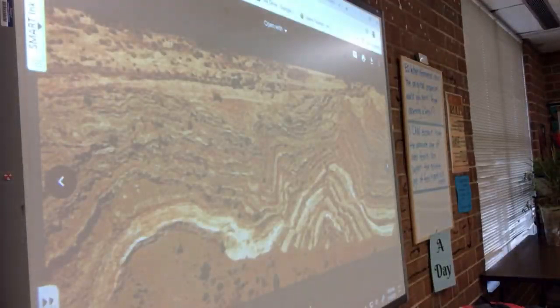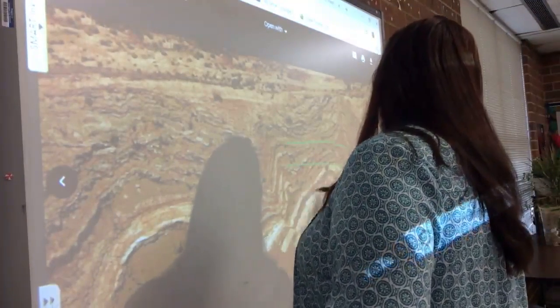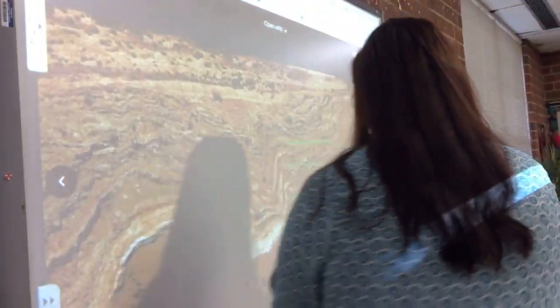So this is a section of rock that has experienced folding. You can't just go straight across and date the layers anymore. That does not work. You have to follow the fault lines. You have to follow the rock lines. So it makes it a little bit trickier.